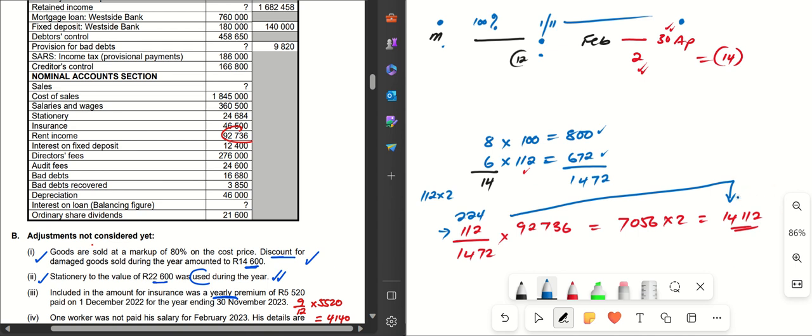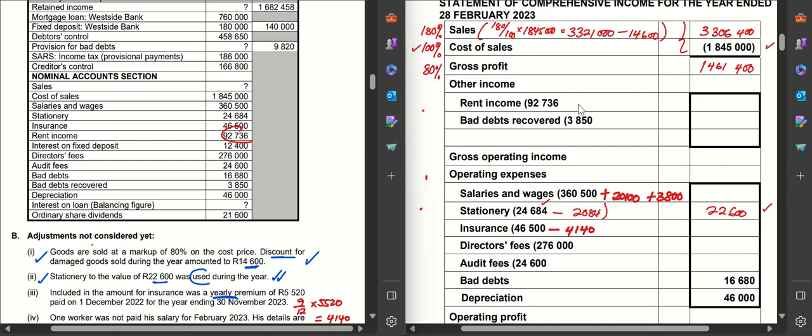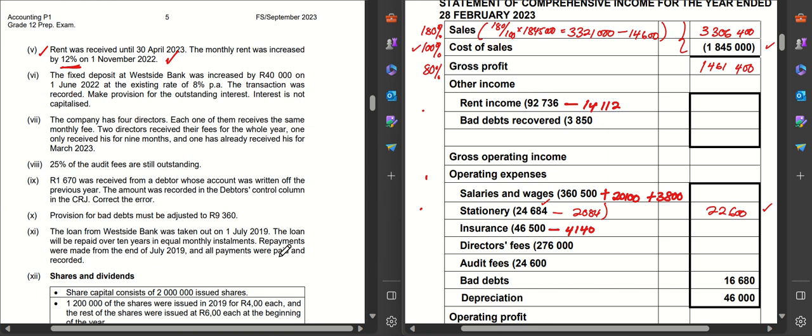All right, so once I have my amount, it must go to the income statement. It must also go to the balance sheet. Remember, this is income received in advance. And if I have income received in advance, I'm coming here to now say rent income, and then I'm going to subtract the income received in advance, which is my 14,112. And that should also go to the balance sheet. Where in the balance sheet would we take it? To trade and other payables. So you should also go to your trade and other payables, as this is income received in advance.